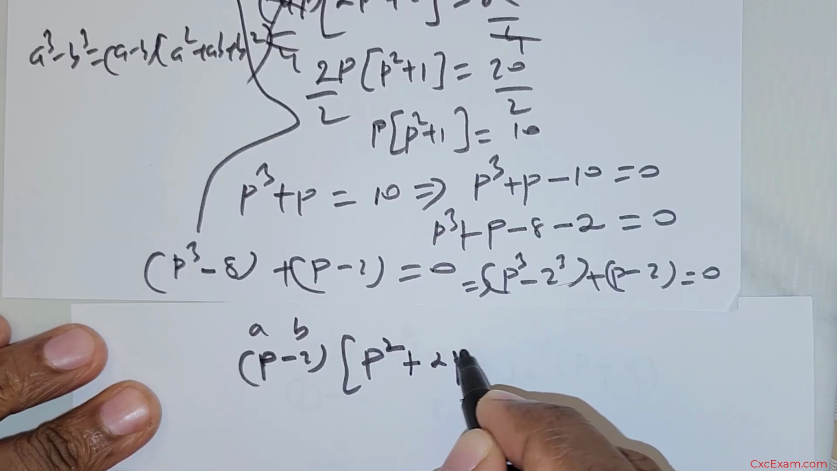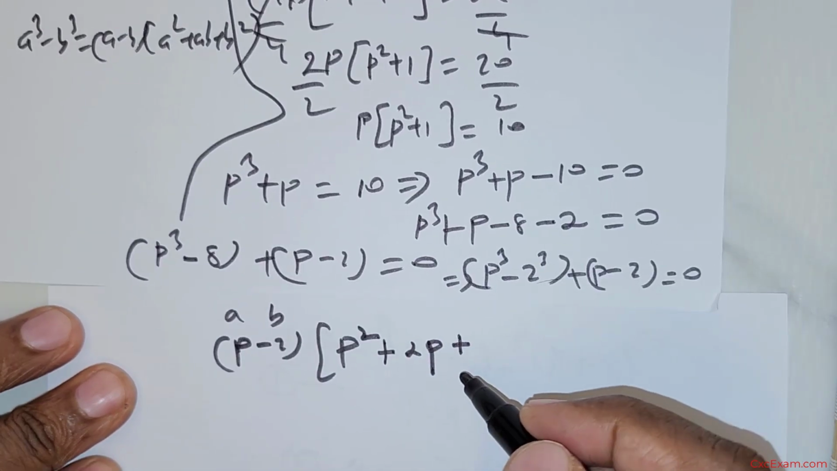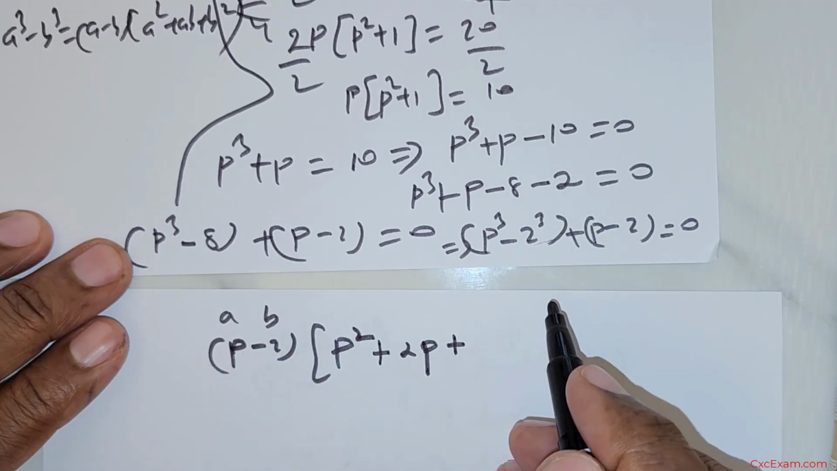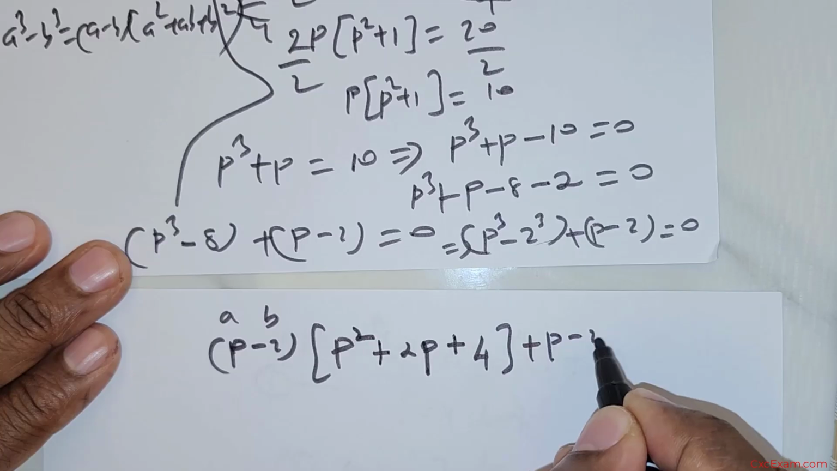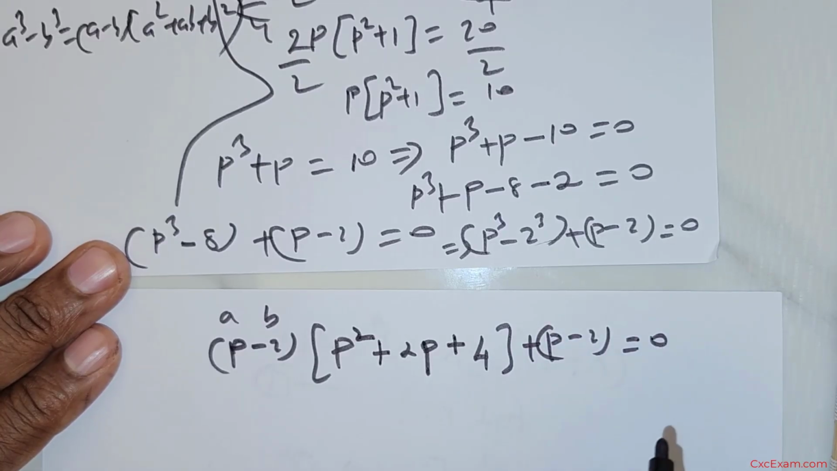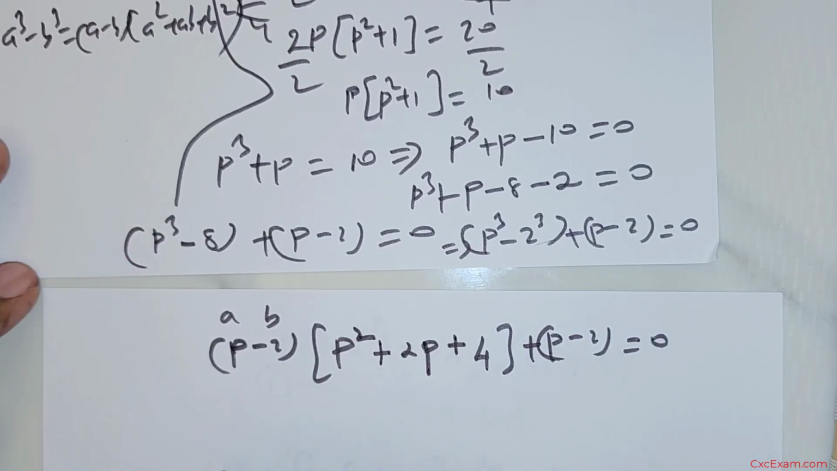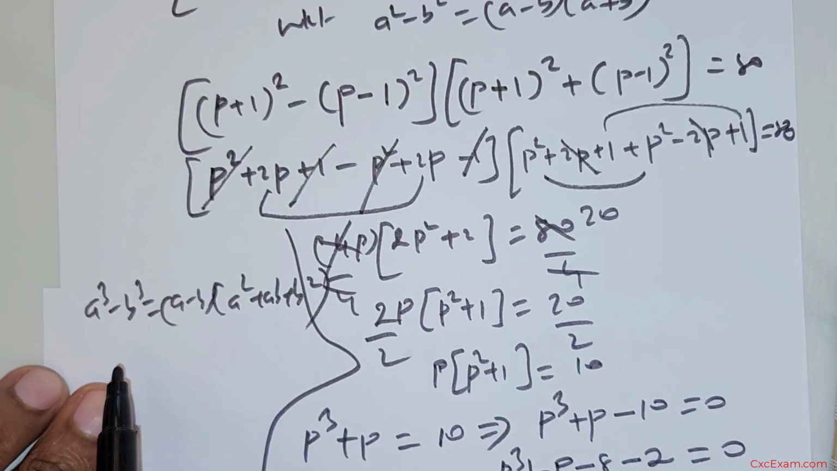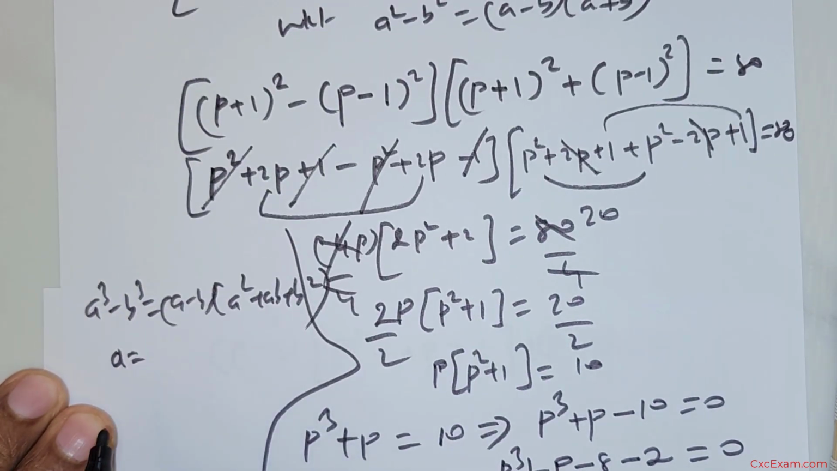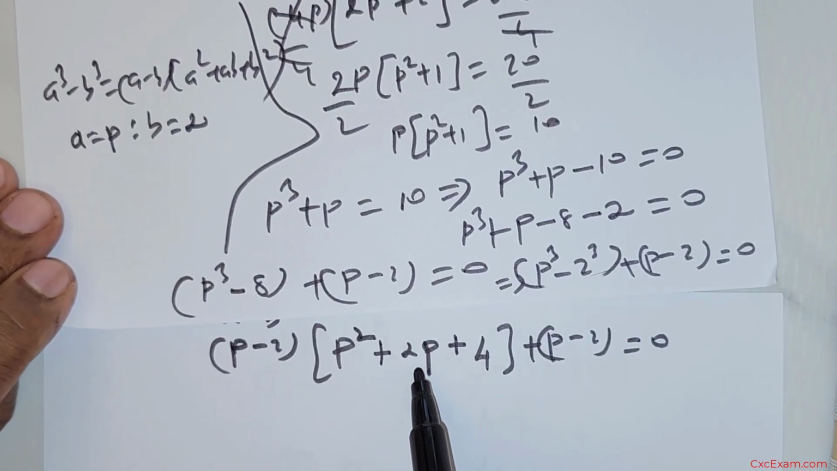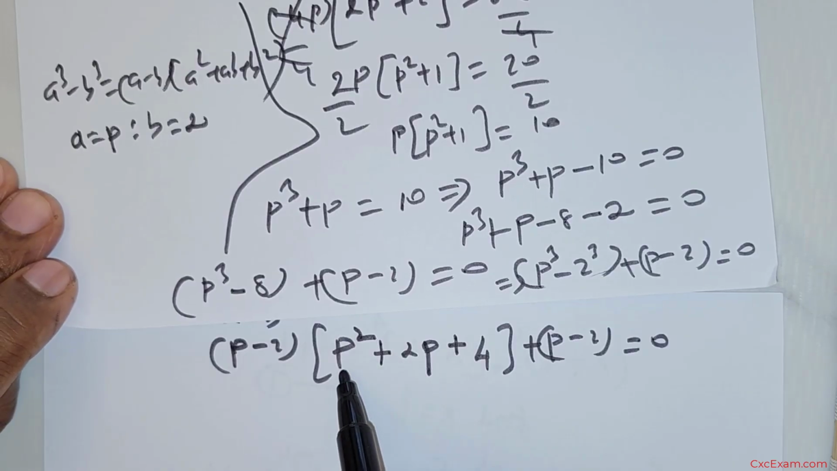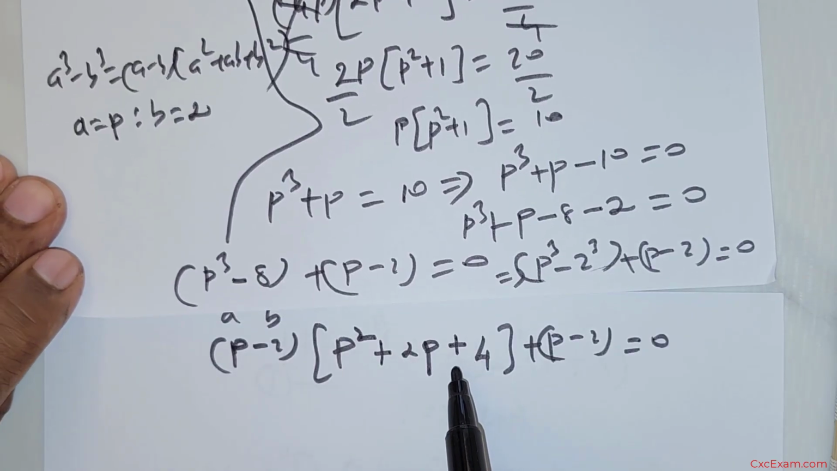So it's going to be 2p, followed by b squared. So b squared is going to be 4, positive p negative 2 is equal to 0. Okay. So all I am doing is I am taking a to be p and b to be 2. So that is the reason you get 2p there, and then p squared and then 4.